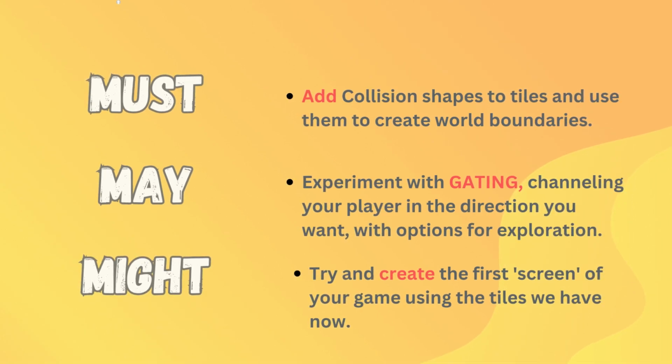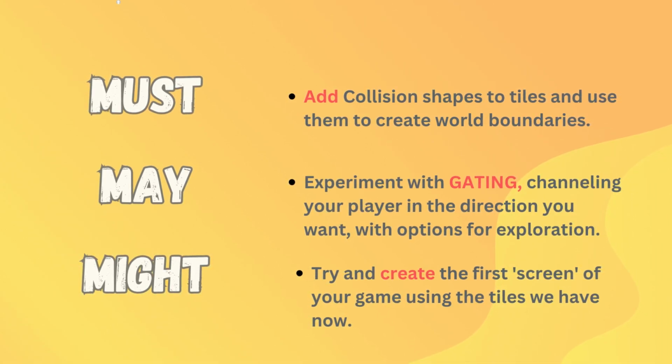Okay, so what you really need to get done in this lesson is making sure you've got collision shapes on all those tiles that need them, and you've used those collision shape enabled tiles to make some world boundaries, so we can't just walk off our map anymore, as well, of course, as the Y sorting. We want you to also experiment with gating, so channeling your player in the direction you want, giving them options for exploration. So again, using those collision shape enabled objects to sort of emulate some of that Zelda map that we saw.